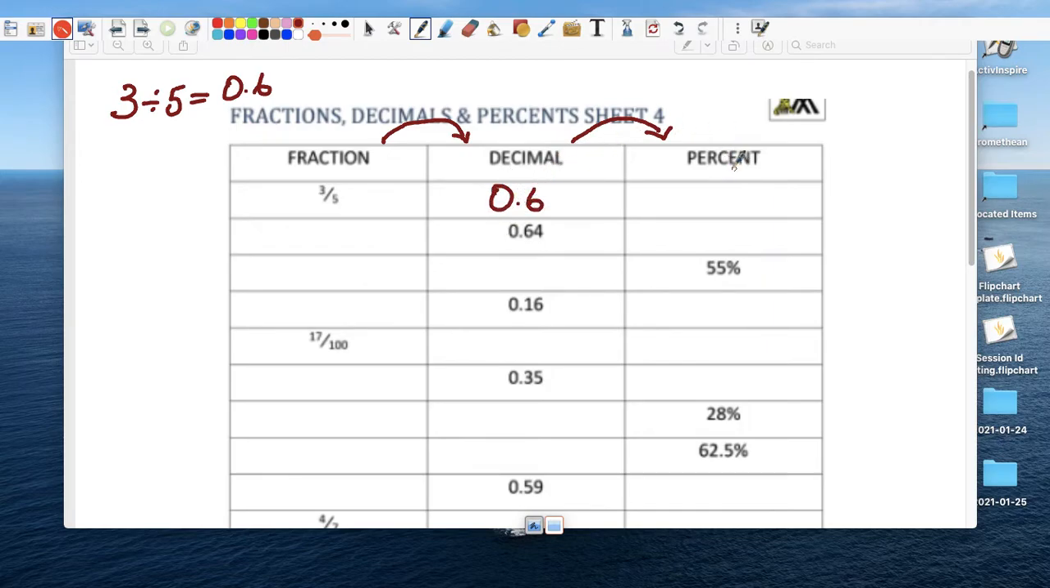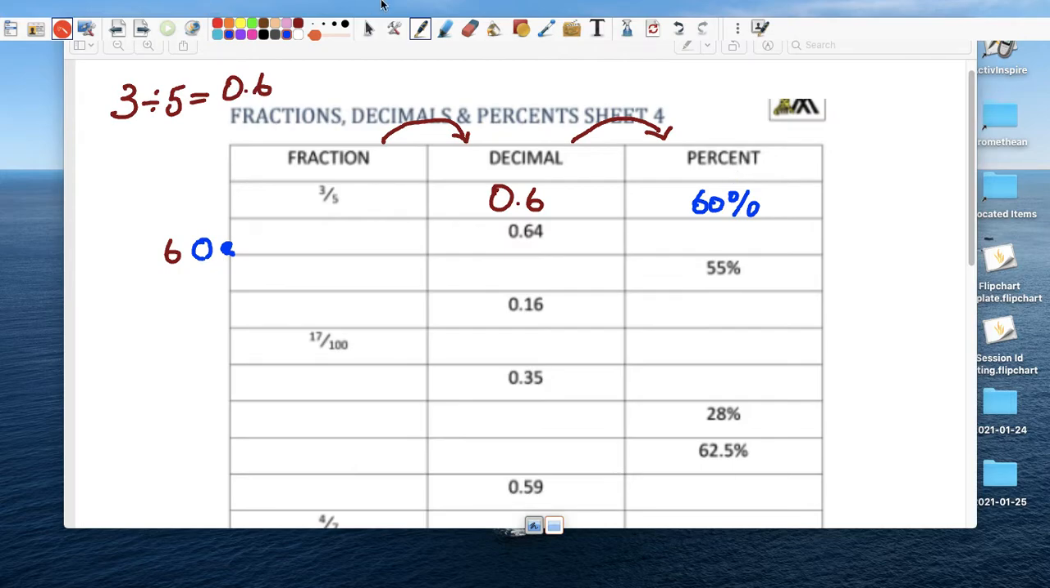How do we change it to percent? Remember, change it to percent. I'm going to put it over here. We're going to move the decimal 2 times to the right. What do we do with the empty space? We put a 0 there. So now I'm going to erase everything. And what's my answer? 60%. Okay, simple, right? So let's keep this simple.